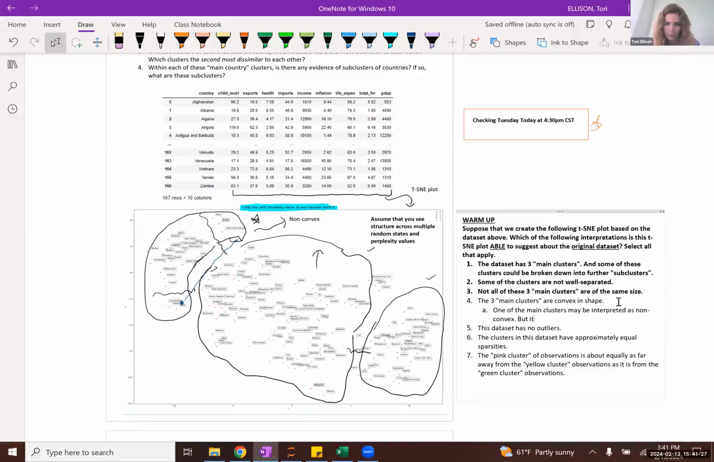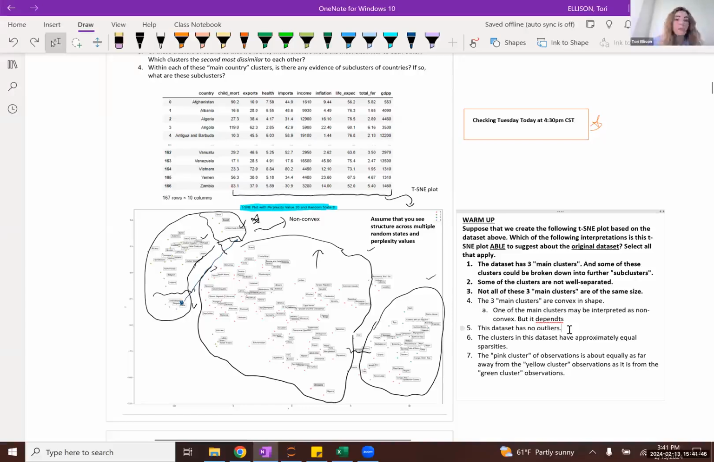For instance, you might have interpreted this as a cluster, this as a cluster, and this as a cluster. If that's the case, this cluster here in the middle is beginning to look a little bit less non-convex.